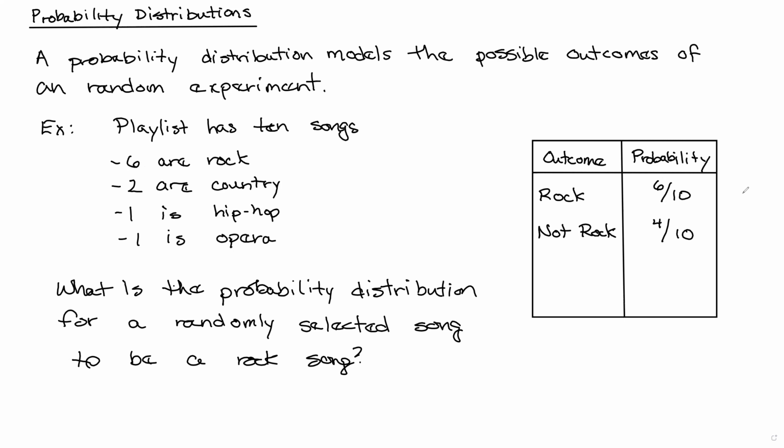One of the things to note is that these add up to 1. That should always happen because you want to represent all the possible outcomes. Okay, and so that's an example of a probability distribution. So we have a probability of all the different outcomes of our randomly selected song.